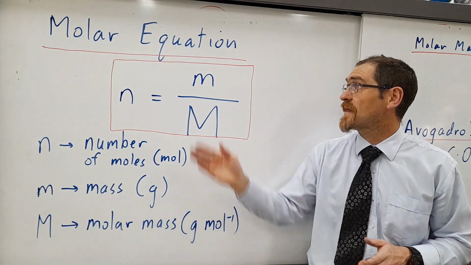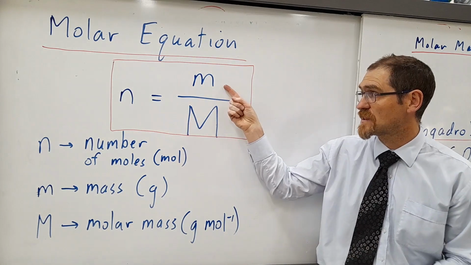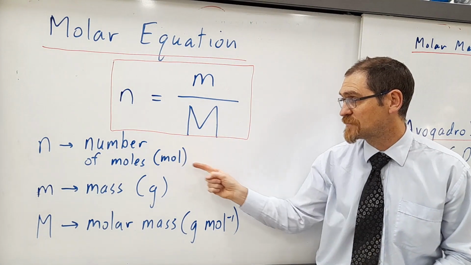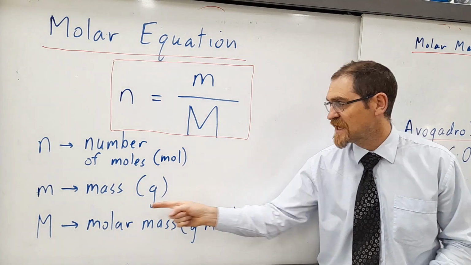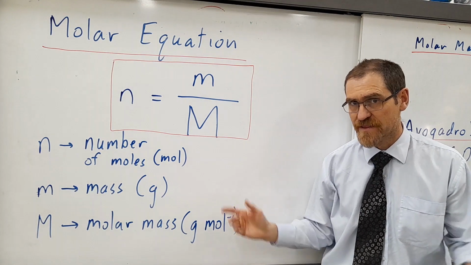And we also talked about the molar equation, which is this equation here. Little n equals lowercase m over capital M, the molar equation, where n is the number of moles of a thing, m is the mass of the thing in grams, and capital M is the molar mass in grams per mole. Right, let's get right into it.